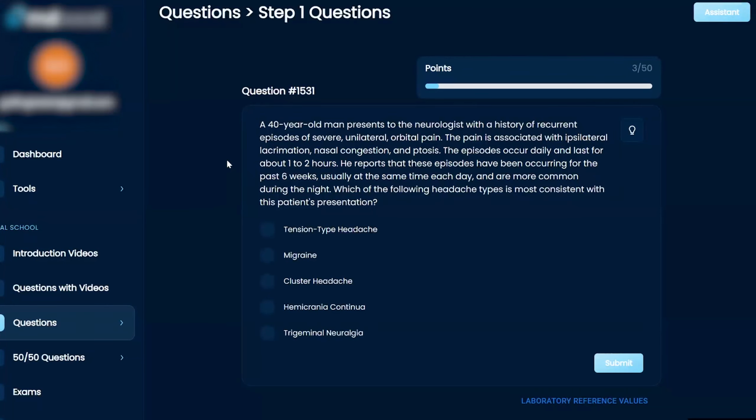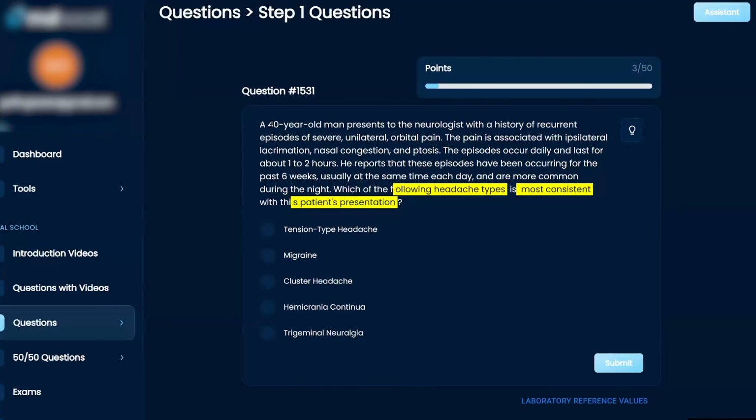Okay, so first I'm going to go through the question. Which of the following headache types is most consistent with this patient's presentation? And then you said to look at the answer choices. So that'll be tension type headache, migraine, cluster, hemicrania continua, or trigeminal neuralgia. Okay. So now I'll be going through the case.